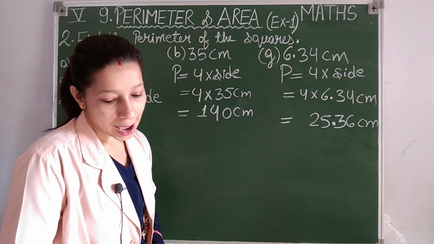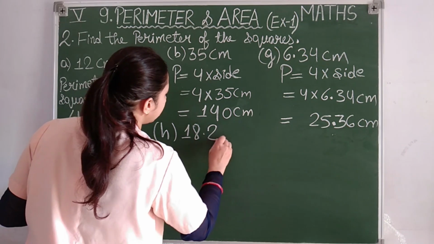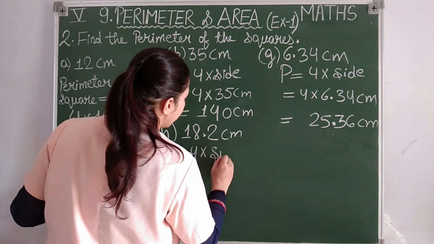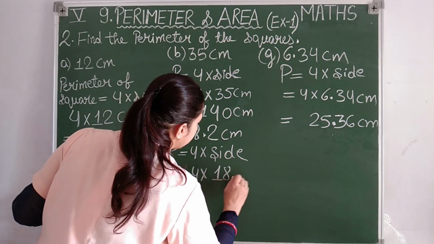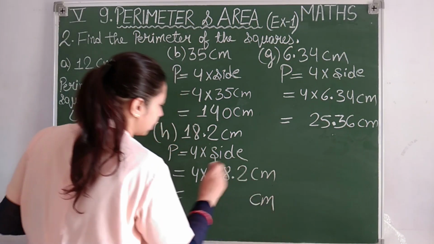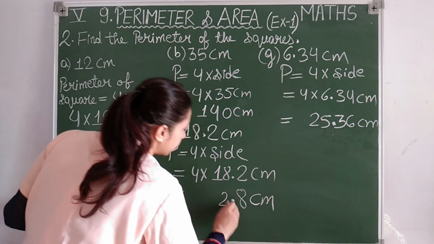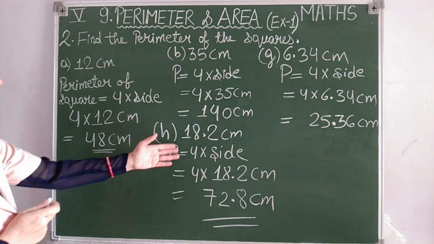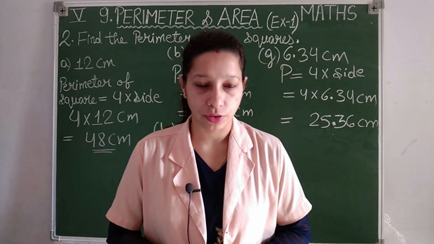One more question we will see here. H point 18.2 centimeter. Okay, 18.2 centimeter is the side. So again perimeter equals to 4 into side, then 4 into 18.2 centimeter. Again let's multiply first. Let's put the unit. Okay, it is must. Then 4 2s are 8 point, 4 8s are 32, 3 carry over, 4 1s are 4, 5 6 7. So I got 72.8 centimeter as the perimeter for the following square. So students, this is question number 2. Now copy it, then we will see question number 3.